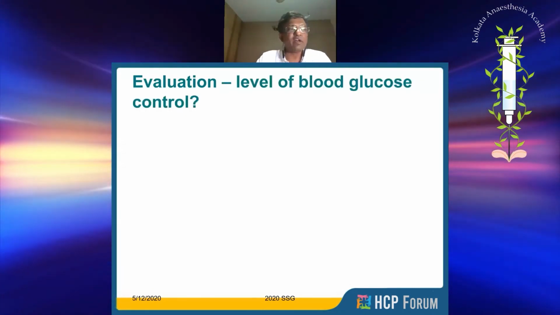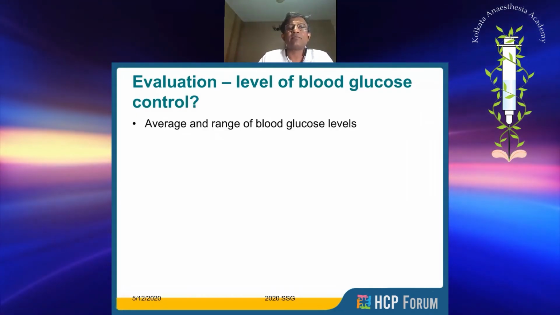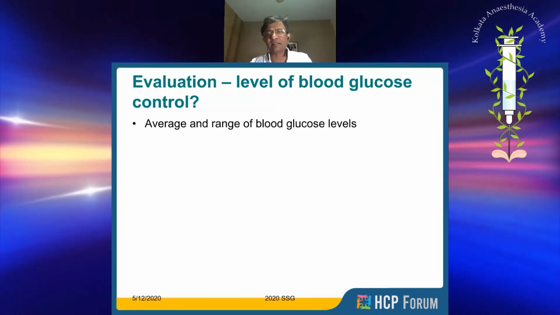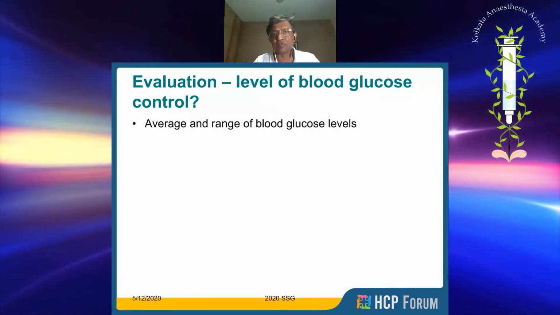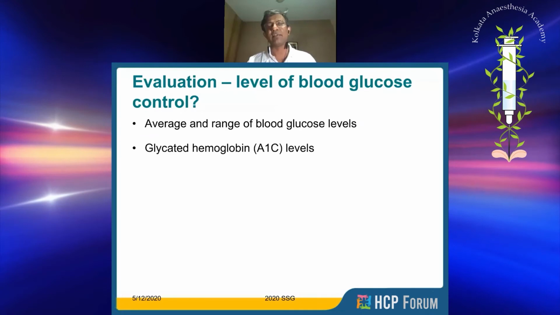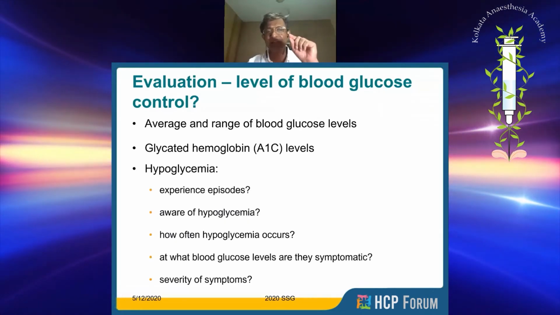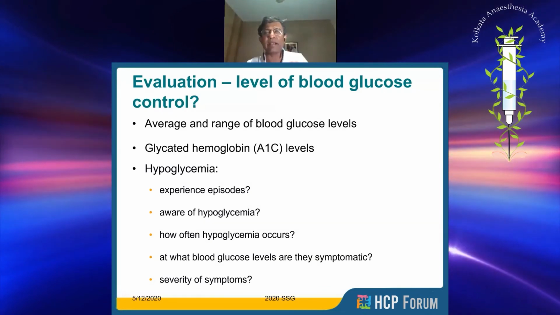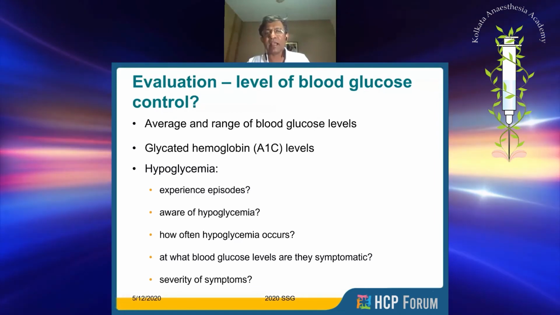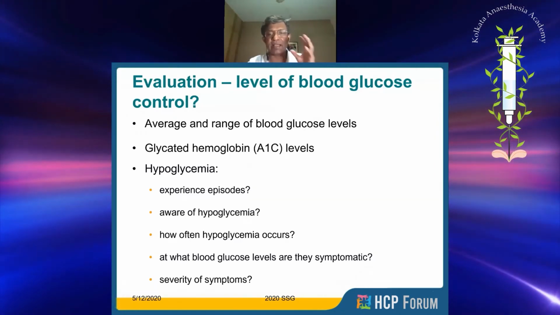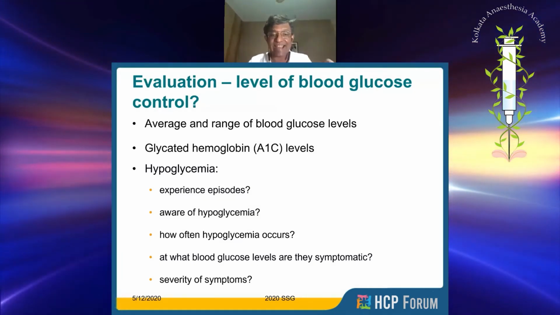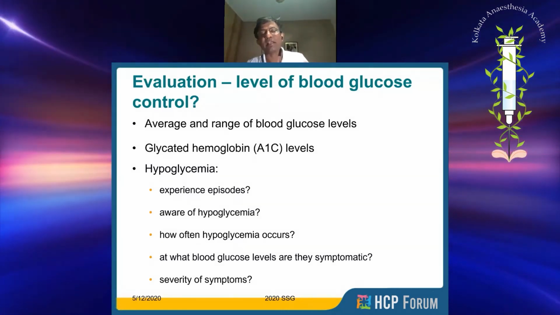Okay, level of blood glucose control, how do you evaluate? You obviously try to find out, from the history and records, what has been the range of blood glucose level this person has been sailing through, what has been the average over the last 3 months, 6 months. Knowing the glycosylated hemoglobin levels definitely helps. But it is here that you can spend a little time with the person: have they experienced hypoglycemia, are they aware of it, has it ever happened to them, how often, at what glucose levels if they have been checked, and what has been the severity of symptoms.